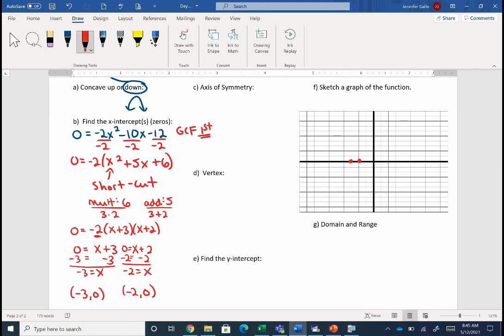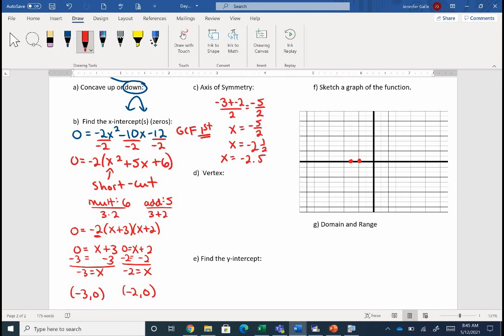Now, I know if you just look at this, we should be able to know what halfway between -2 and -3 is. But if you're not sure, add them together and divide by 2. So -5 divided by 2. Again, if you want to leave it as -5 over 2, or write it as -2.5, it's fine. I'll take any of those. They're all great answers. But make sure you have the x equals. It is our axis. It is our line.